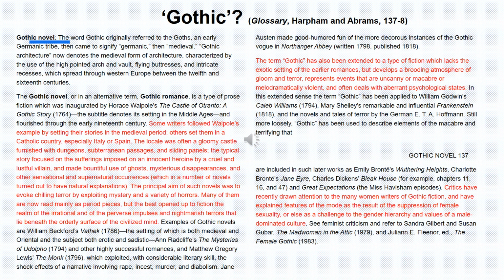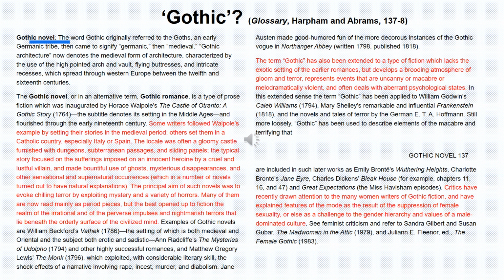followed Walpole's example. Okay, Walpole is the author of this first book that we're going to be reading, that I'm hoping that you have read by now, or that you soon will have read, because of course we have the quiz coming up. Some writers followed Walpole's example. These are late 18th century writers, right? Because Walpole's book was published in the 1760s.